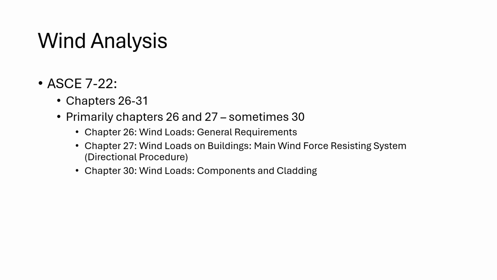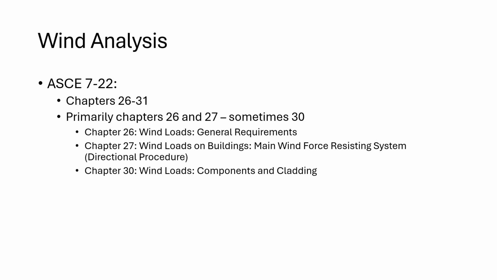In ASCE 7-22, it should be noted that ASCE 7-16 is what is used on the licensure exam. The chapters are still the same. I just happen to have 7-22 in front of me as I was making this PowerPoint. So we start with Chapter 26. This is the general requirements for wind loading. Then Chapter 27 is the directional procedure. And then another important chapter is Chapter 30. This is components and cladding.